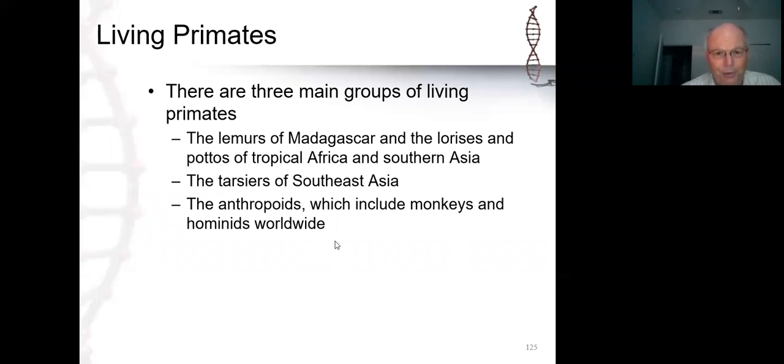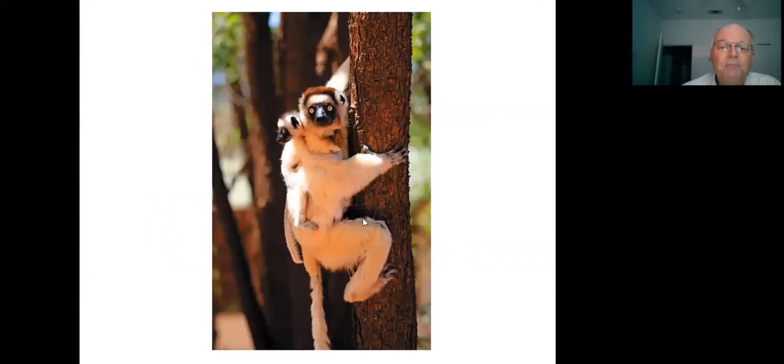Then you have the anthropoids, which is the group that includes the monkeys and the hominids, which are the ape-like creatures. So the great apes that we are part of. So this is a lemur. I forget which species this is. I ought to know. This one does a lot of leaping, as a lot of lemurs do. And sometimes you hear the reference to leaping lemurs. Many lemurs leap around. They leap from tree trunk to tree trunk. And even when they're walking, they do a lot of leaping, bounce around.